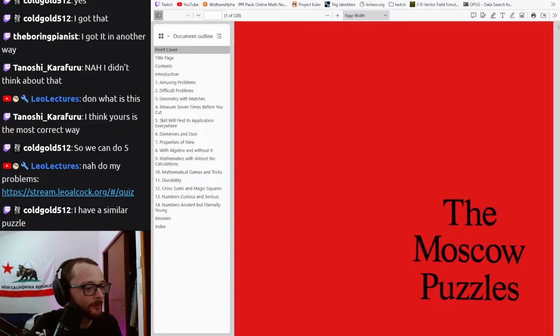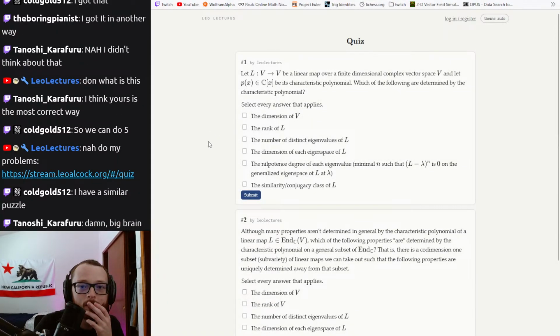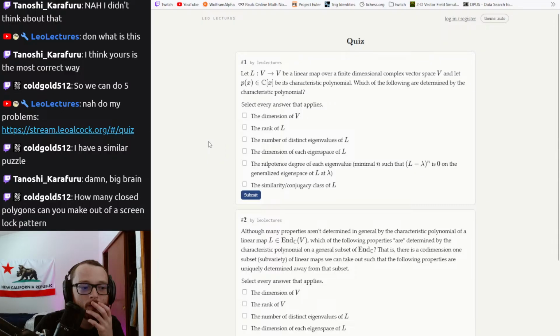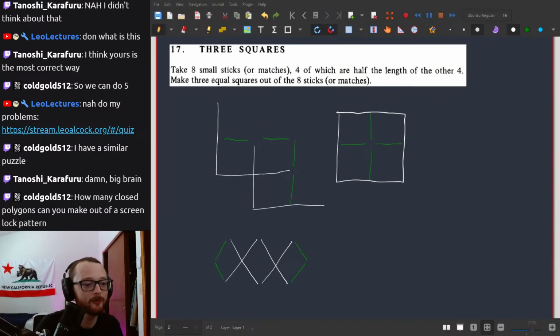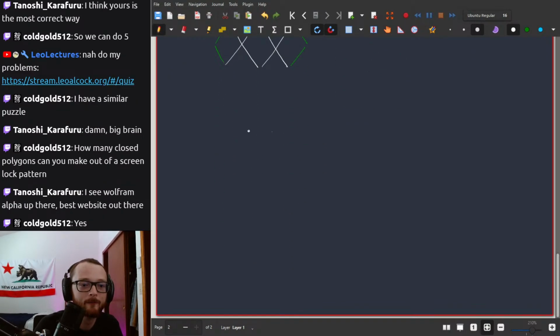You have a similar one? I want to see what's up with Leo. We can think about yours too. How many closed polygons can you make out of a screen lock pattern? Oh, like the Android screen lock pattern where you have the 9 dots? How many closed polygons?